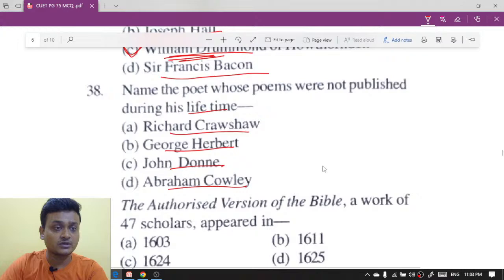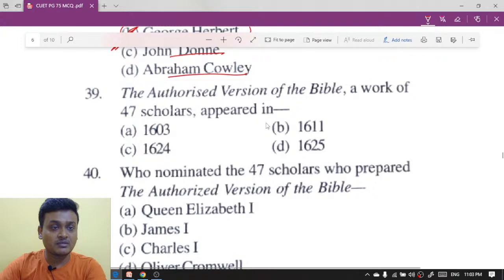Next question. The authorized version of the Bible, a work of 47 scholars, appeared in 1603, 1624, 1611, or 1625. So the authorized version of the Bible came in 1611. 1611 is the right option.